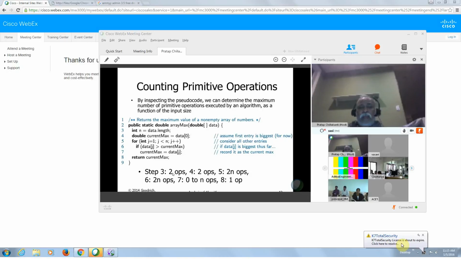If you look at step 3, it says 2 operations. When I looked at this example, it took me a while to figure out why it is called 2 operations as opposed to 1 operation. Can anyone answer that by putting it in chat? Why is it 2 and not 1? Line 3 says the primitive operations is 2. My first thought was it should be only 1. Why is it 2? That is the question.